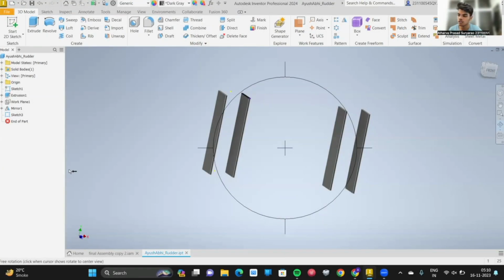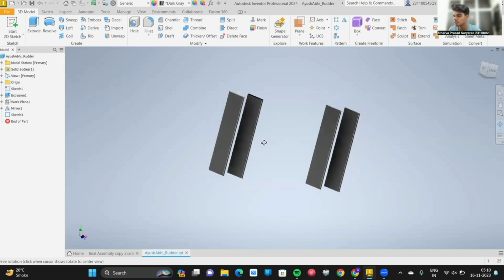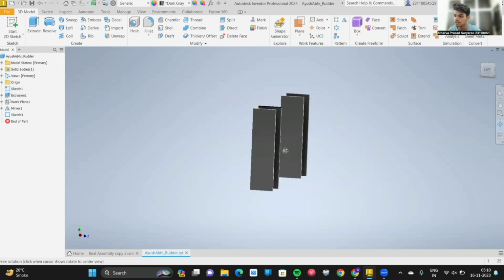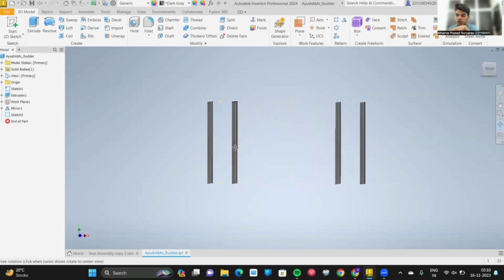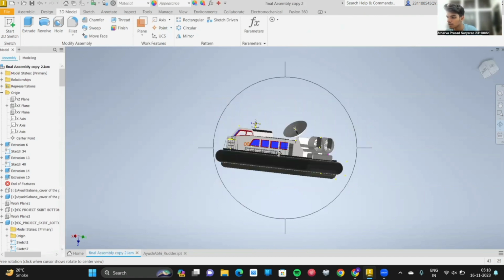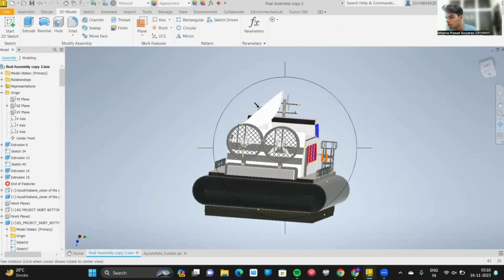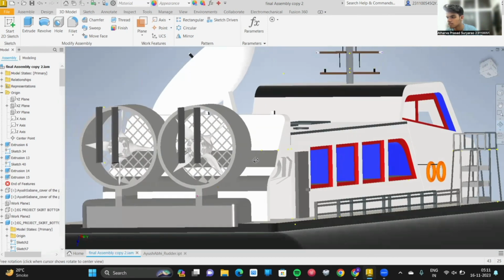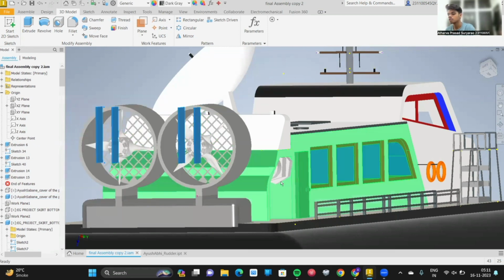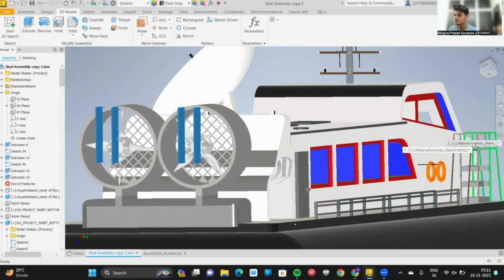So our next part is the rudder, and this part is being modeled by Ayush Abhi. So the AutoCAD model of this part is something like this. These are like parallel plates, and there are two plates located on one propeller. So it is located at the back side of the hovercraft, on the cover of the propeller, and these are these two parallel plates. And the rudder in a hovercraft controls its direction by redirecting the airflow from the propulsion system. It helps steer the craft left or right by altering the airflow, enabling navigation and maneuverability.